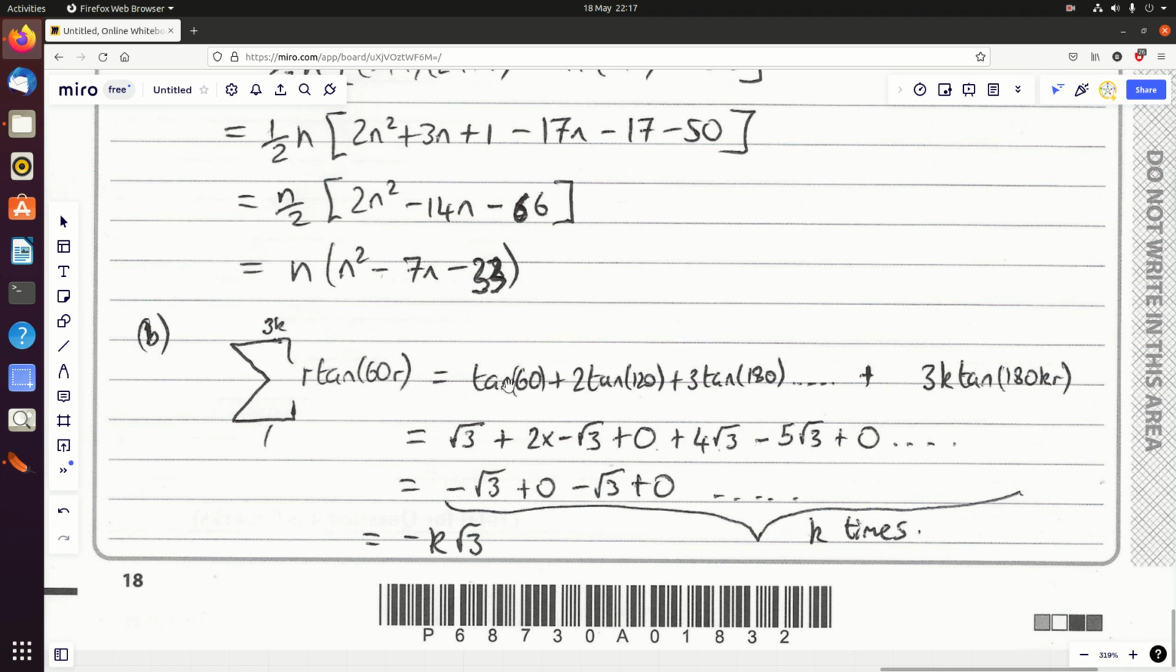And so it's only the first term, the second term, the fourth term, the fifth term, the seventh term, the eighth term, which matter. Now, tan of 60 is root 3. 2 tan 120, well, tan of 120 is the negative of tan 60, so you get negative root 3. In general, and I think this is worth writing down, this formula: minus tan x is tan of 180 minus x, yeah?